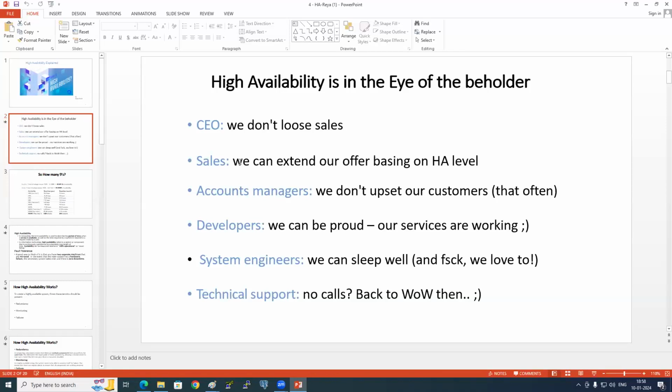And the account manager can also proudly say, we don't upset customers. When will the customer get upset? If the service is not available. Developers say that we can be proud.